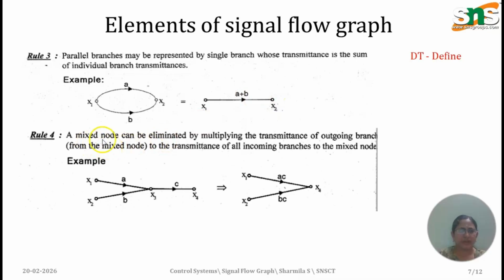Rule 4: a mixed node can be eliminated by multiplying the transmittance of the outgoing branch with the transmittances of all incoming branches to the mixed node. So (x1 a plus x2 b) times c equals x4. We can simply write x1 ac plus x2 bc, so x4 is equal to x1 ac plus x2 bc.